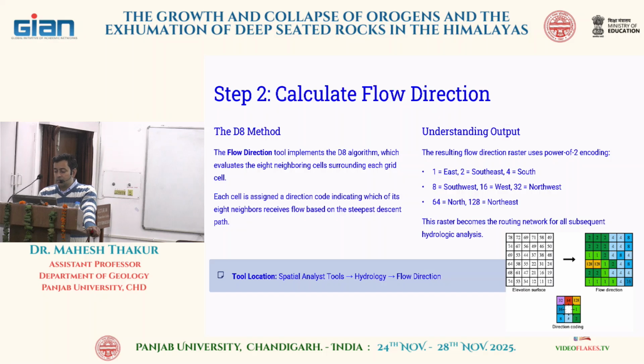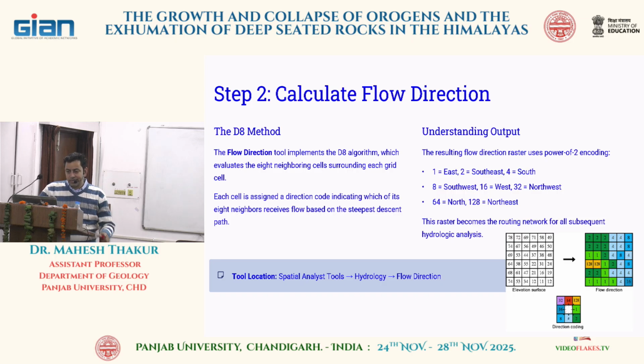Now calculate the water flow. The D8 method: the flow direction tool implements the D8 algorithm, which evaluates the 8 neighboring cells surrounding each grid cell. Each cell is assigned a directional code indicating which of its 8 neighbors receives flow based on the steepest descent path. So we have, basically, a raster file which is just a file with a lot of numbers. This software is just trying to understand in which direction the water will flow.